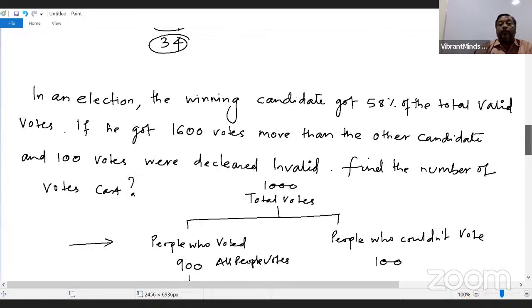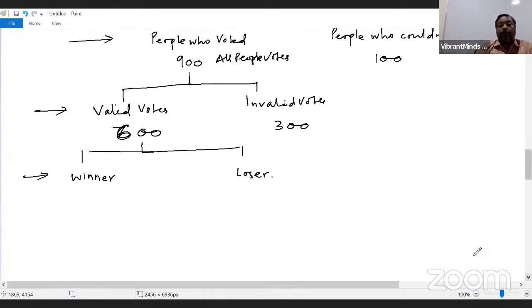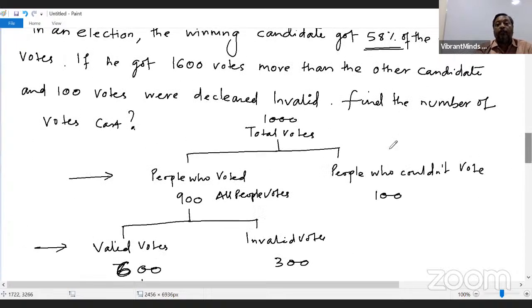Okay. Now understand. 58% of the valid votes the winner has got. So when he gets 58% votes, can I say the loser might have got how much? 42%. Then only it will make the sum 100%. Are you getting me? And the difference between them is 16%. So this 16% is equal to 1600. Now see, he got 1600 more than the other candidate.